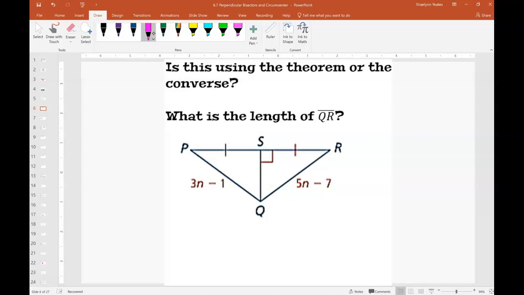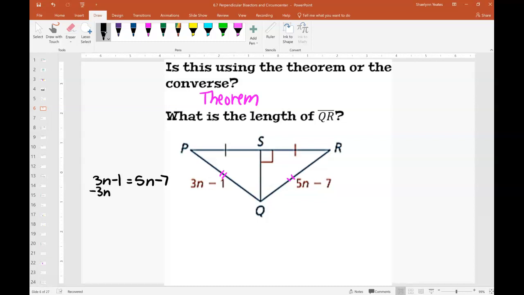So, right here, are we given that we have a perpendicular bisector, or are we given that QP is congruent to QR? I'm given the perpendicular bisector. You can tell because we have the right angle marked, and we have PS congruent to SR. So we're given the theorem in this case. Okay, and we're going to find the length of QR. First off, the perpendicular bisector theorem says that PQ is congruent to QR. So now we can write that 3n minus 1 is equal to 5n minus 7.